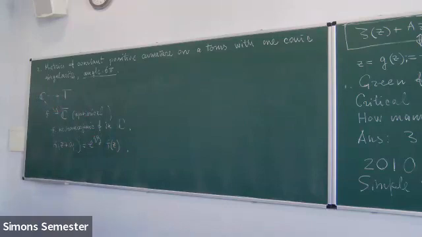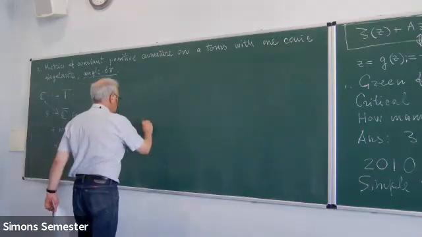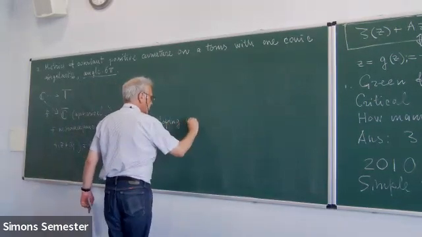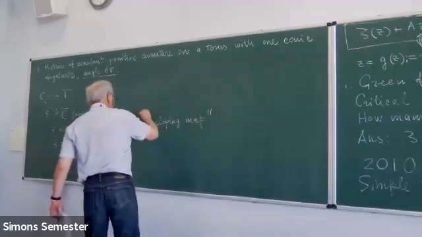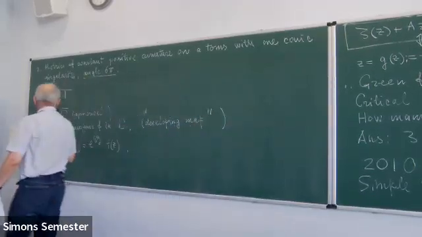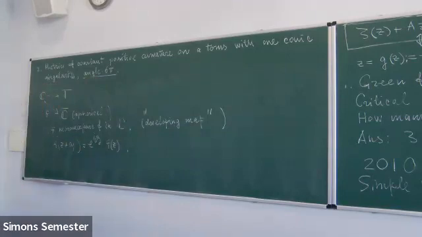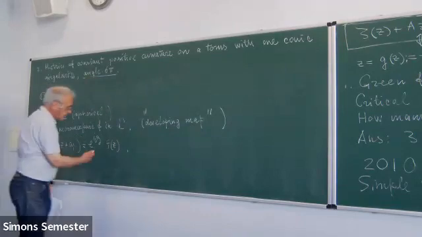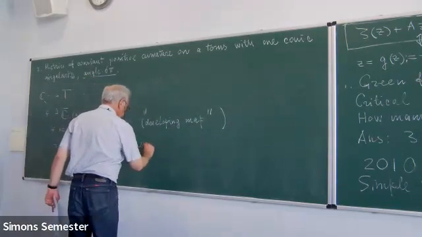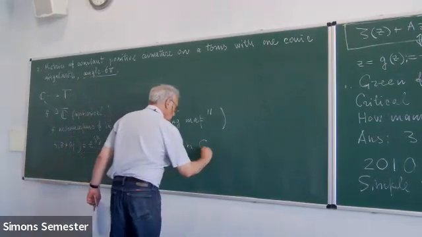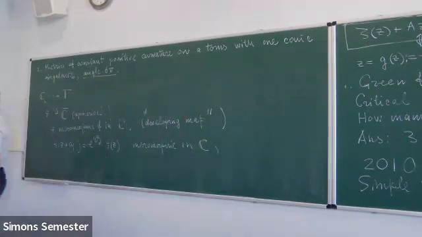This is called the developing map. Well, it's not a map, since it is multi-valued on the torus, but if you pull it back to the universal cover, it becomes single-valued and satisfies this equation. So this is one requirement. And it must be meromorphic in C. And the second requirement is that it has only one singularity.